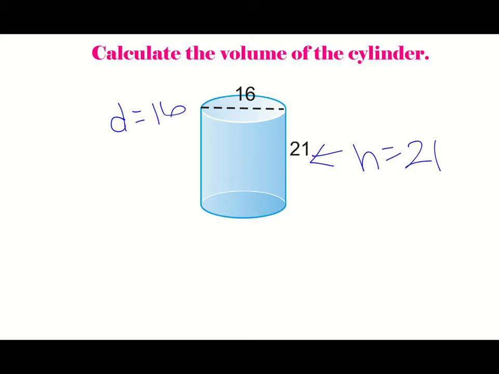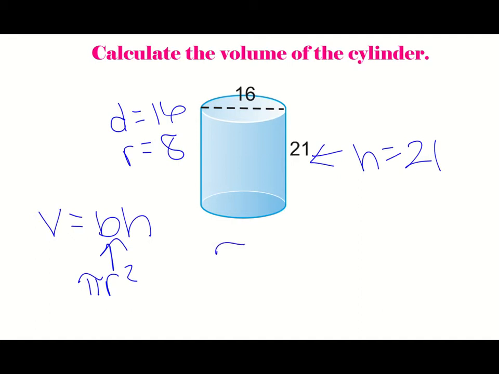So my formula, V equals B times H, that B is the pi r squared. I'm going to have to know the radius. So as you know, the radius is half of the diameter. So I'm going to have to take half of 16. So that is 8. So the radius will be 8. So let's plug it in. We're going to do pi times radius squared. So pi times 8 squared.